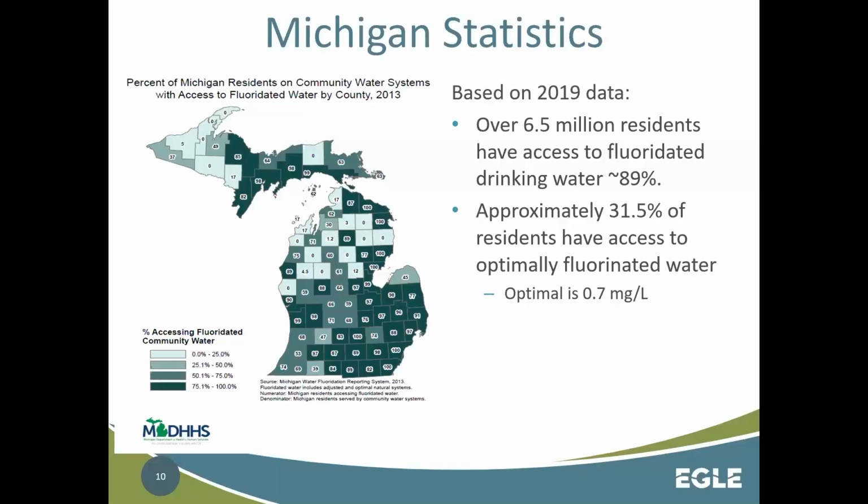If you move up to the UP, the Western UP, you can see that only up to 25% of those communities have access to fluoridated water. In total, over 6.5 million residents, or about 89% of residents in Michigan, have access to fluoridated drinking water. And additionally, 31.5% of residents have access to optimally fluoridated water, which is a level established by the CDC of 0.7 parts per million.